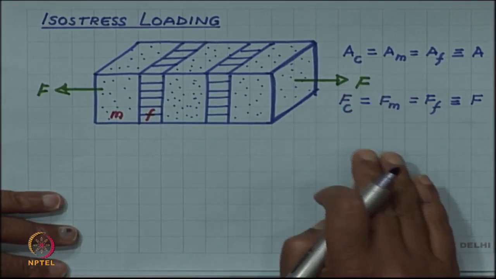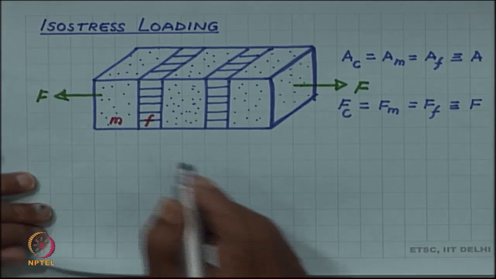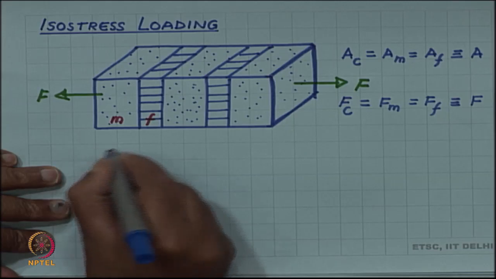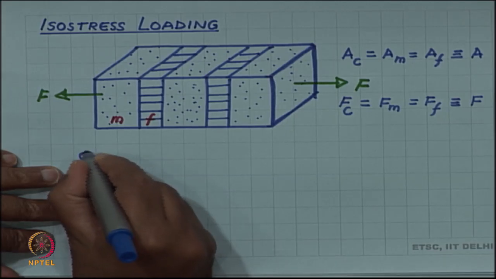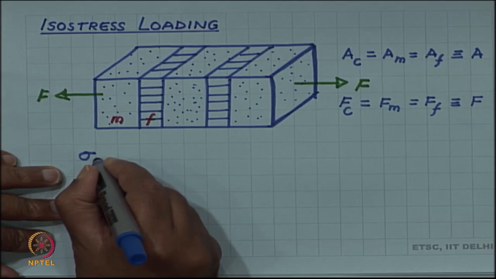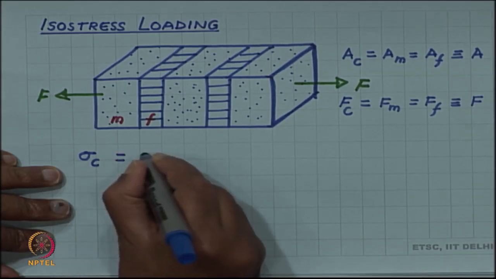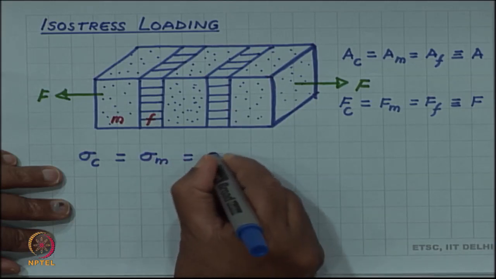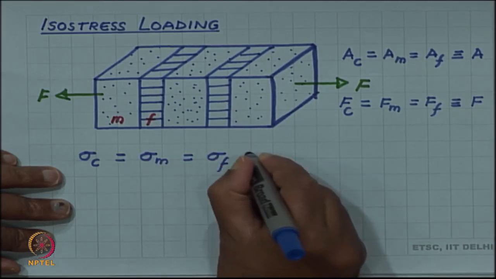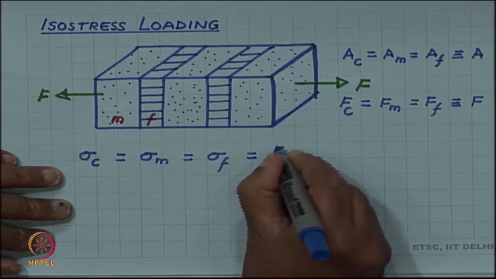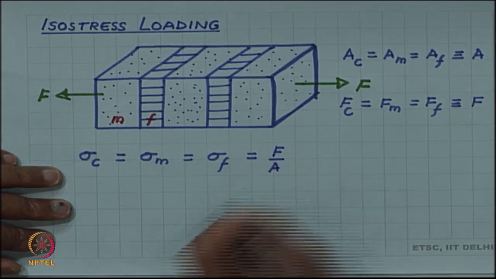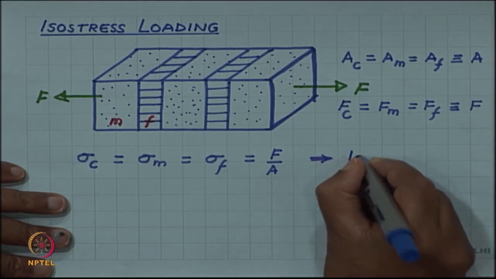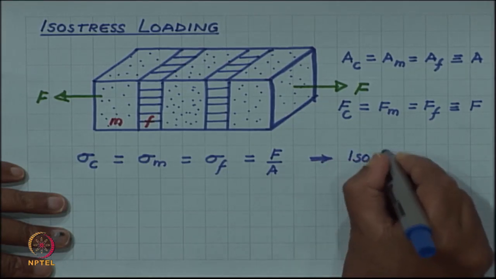So, obviously, because of this situation, the stresses will all be the same. Stress in the composite will be the same as stress in the matrix, which will be the stress in the reinforcement, which will be F by A. So, this is what then leads to an isostress condition.